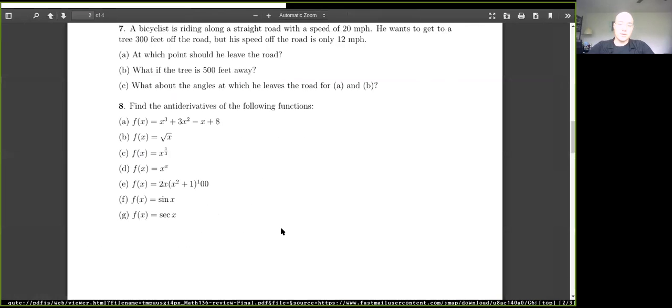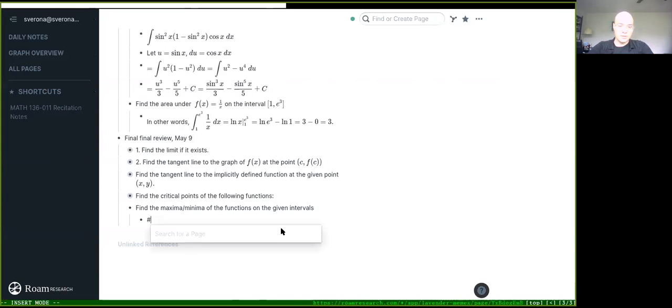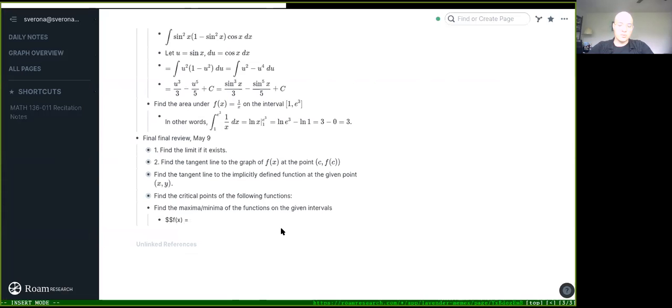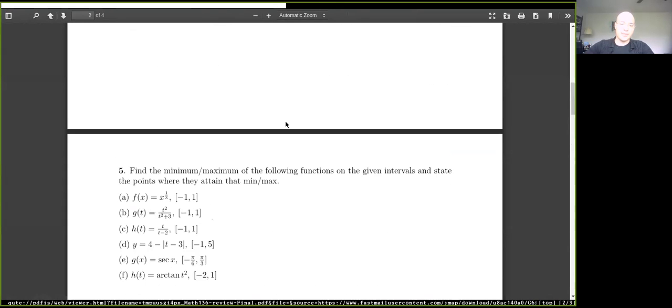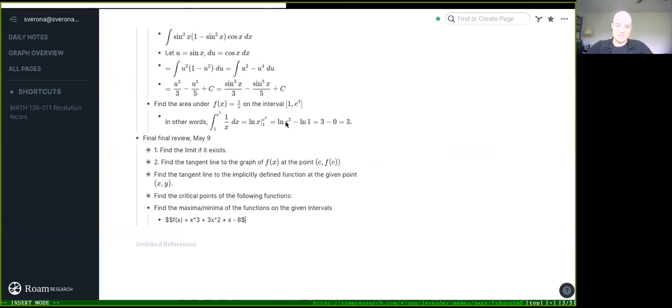So let's get started here. Looks like the first one we've got here is f of x equals x cubed plus 3x squared plus x minus 8. Wait, that's from the wrong problem. Whoops. Sorry. First one is cube root of x. So let me fix all this. f of x equals x to the 1/3 on the interval -1 to 1.